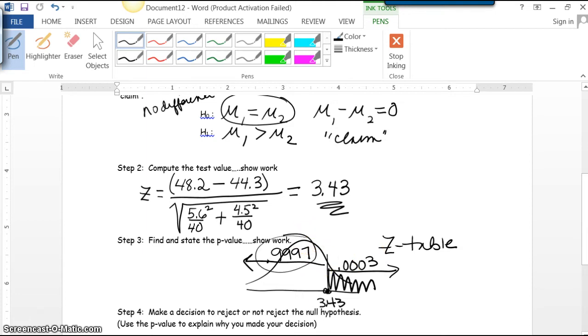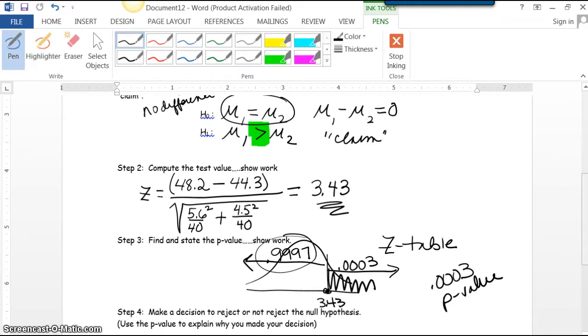So I looked up 3.43 on the Z table. This is the area I got to the left. This is the area to the right. On a one-tailed test, this area is the p-value. You don't need to double it on a one-tailed test. Again, I know this is one-tailed because of the greater than sign.